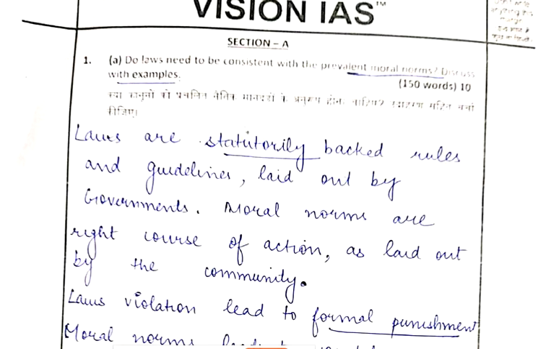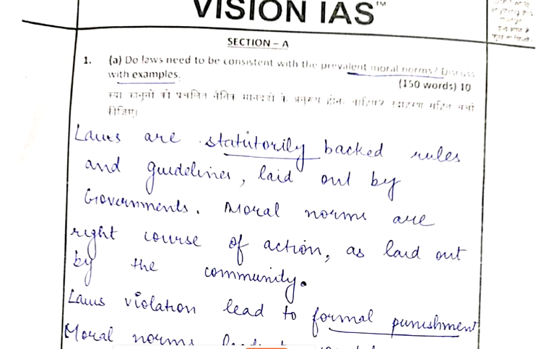So the question is, do laws need to be consistent with the prevalent moral norms? Discuss with examples. So we know what laws are, and whether laws should be consistent with the prevalent moral norms and societal norms. We'll have to discuss with examples.